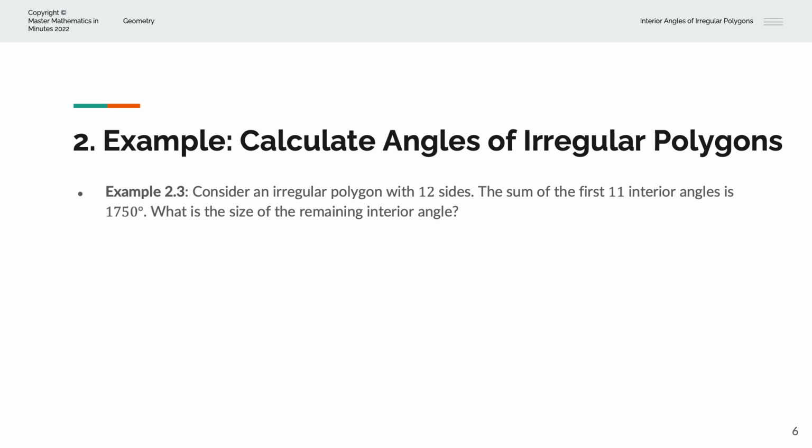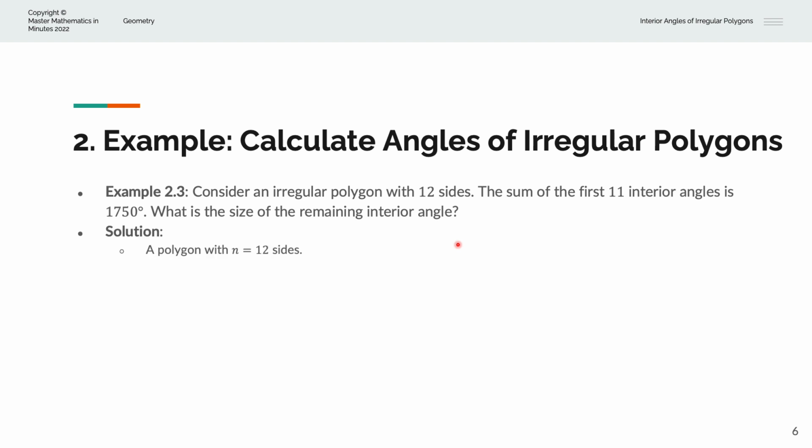In a third example, we're asked to consider an irregular polygon with 12 sides, and we're given that the sum of the first 11 interior angles is 1,750 degrees, and we're asked to calculate the size of the remaining interior angle.